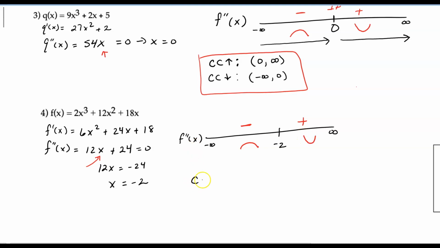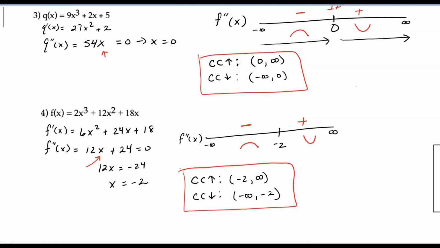And our intervals of concavity we write down here. Where is it concave up? From negative 2 to positive infinity. And where is it concave down? From negative infinity to negative 2. And those are our intervals of concavity. All right, not much to it. I mean, two really, really simple examples.